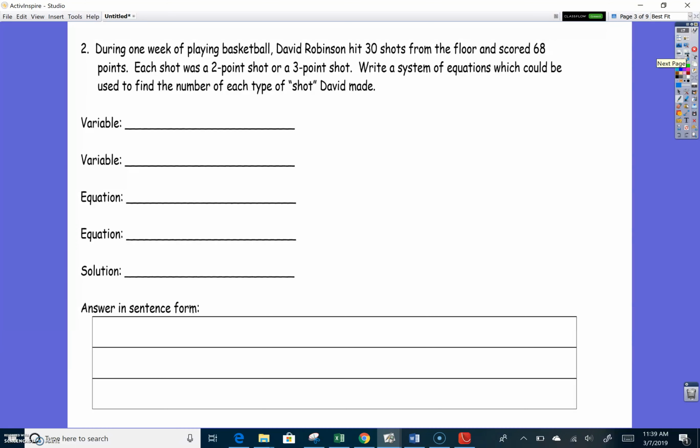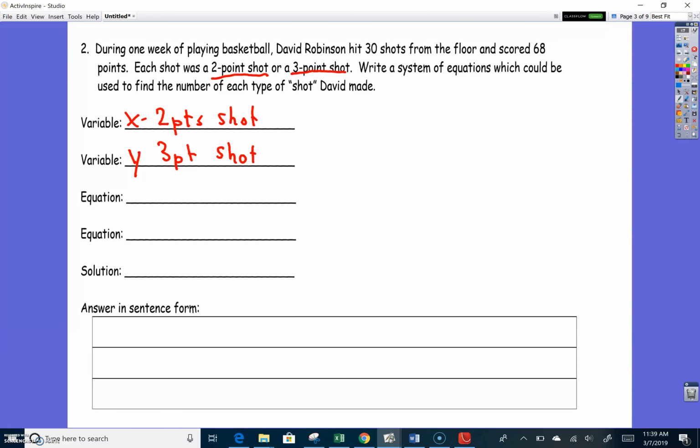During 1 week of playing basketball, David Robinson hit 30 shots from the floor and scored 68 points. Each shot was a 2-point shot or a 3-point shot. So I have 2-point shot, 3-point shot. Here I'm going to just use X and Y. X is going to be my 2-point shot. Y is going to be my 3-point shot.